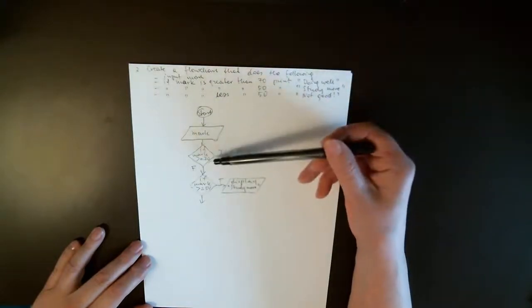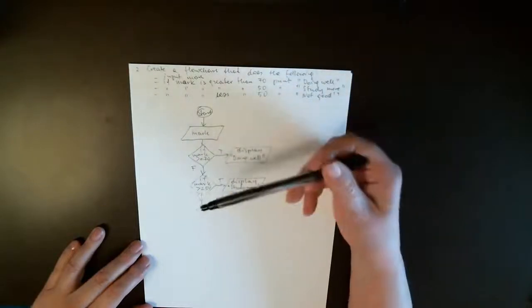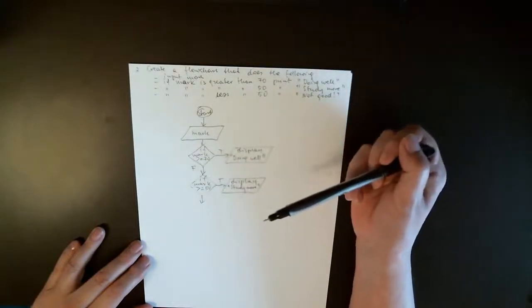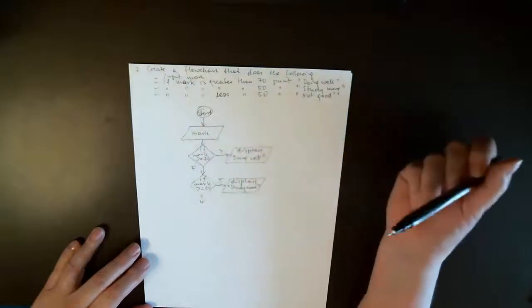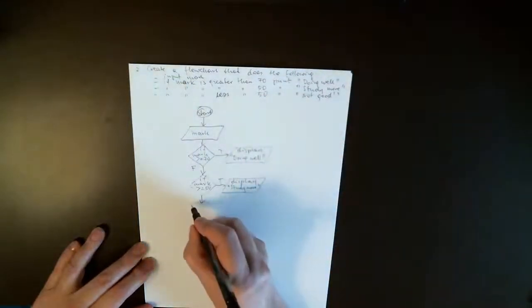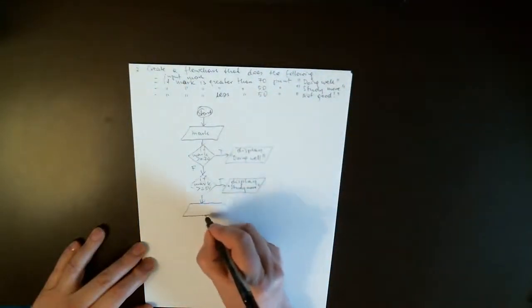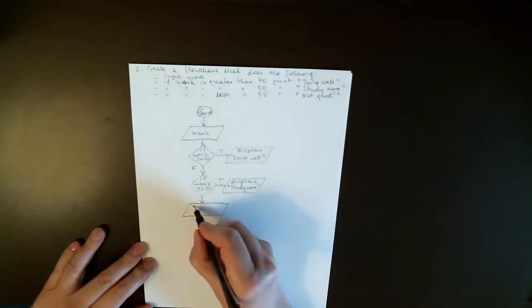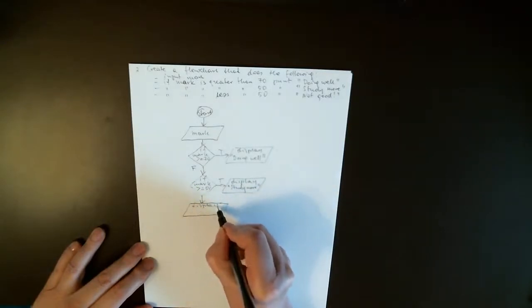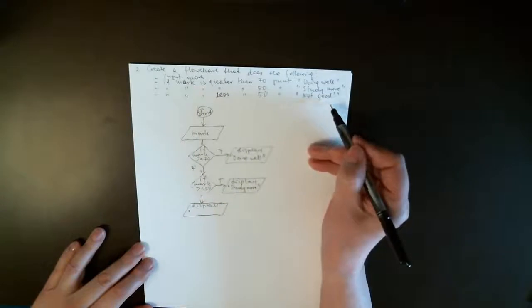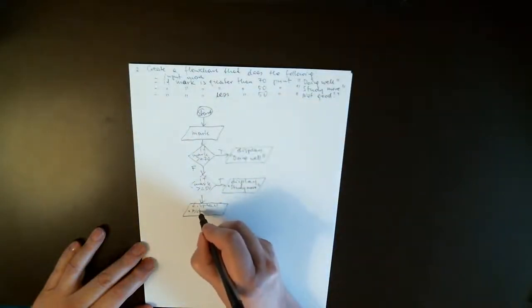If you are not greater than 70, if you are not greater than 50, well, what's left? Only whatever is below 50. So an obvious answer we are going to display. And what's going to be? Not good.